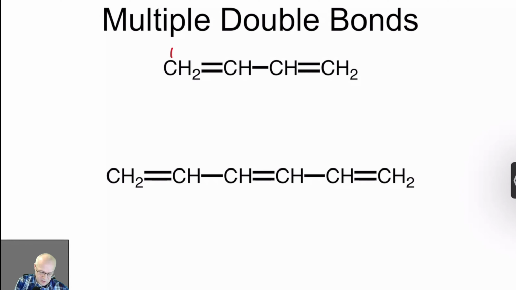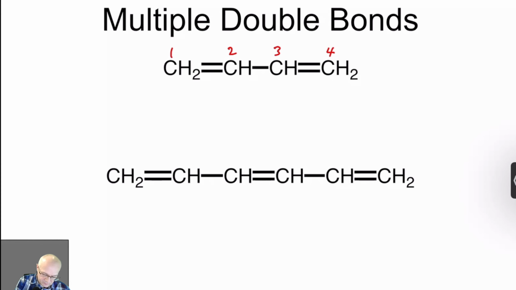So this is 1, 2, 3, 4. So far, so good. But now there's 2 double bonds. So just like if there's 2 methyls, you'd say dimethyl, in alkene chemistry, you would say diene, 2 enes. Ene is another way of saying double bond. Diene, 2 enes. Easy enough.